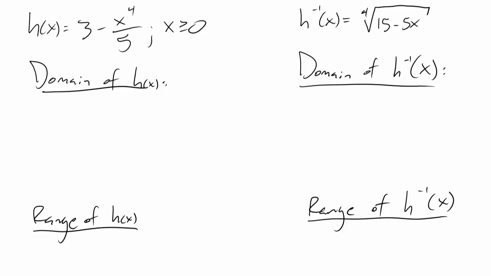Alright, we're asked to find the domain and range of both h and h inverse of x. And we'll start with h of x, which is given to be 3 minus x to the fourth over 5 for values of x greater than or equal to 0. Now this restriction here, x greater than or equal to 0, is provided for us because the regular function of h, the 3 minus x to the fourth over 5, is not one-to-one. So that's when these restrictions will occur, or when they'll be necessary.